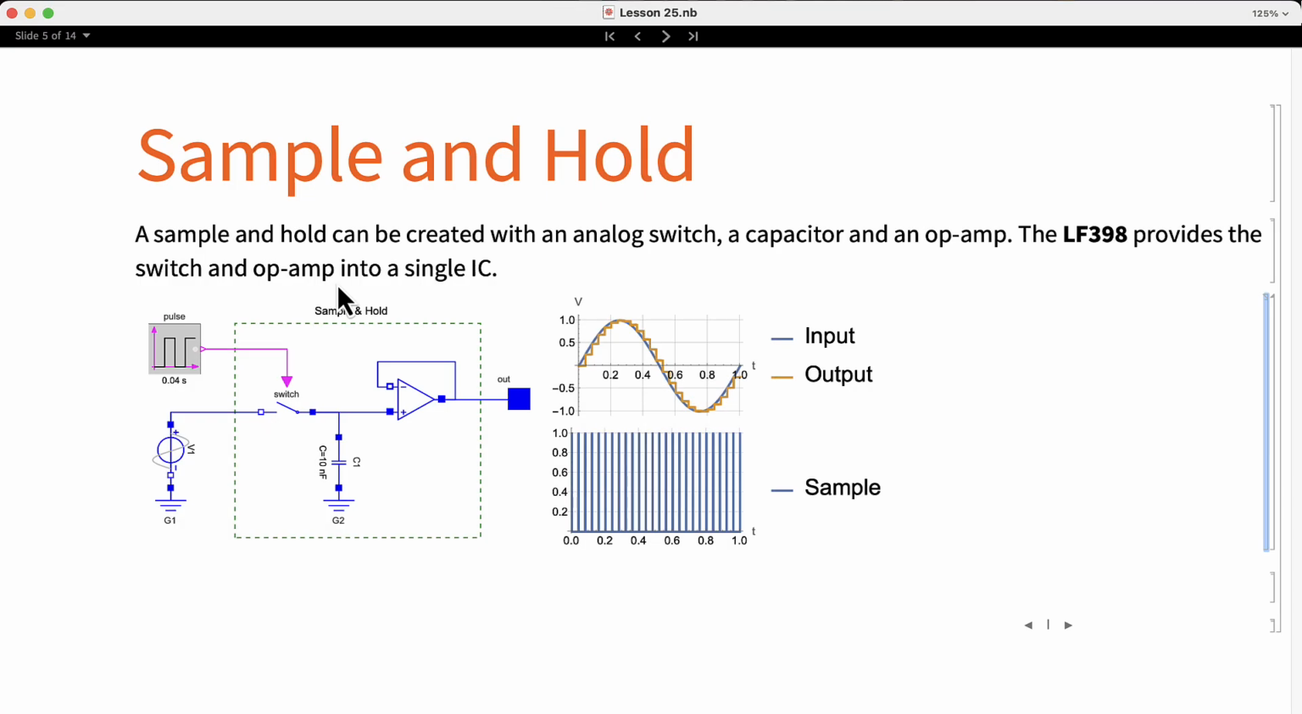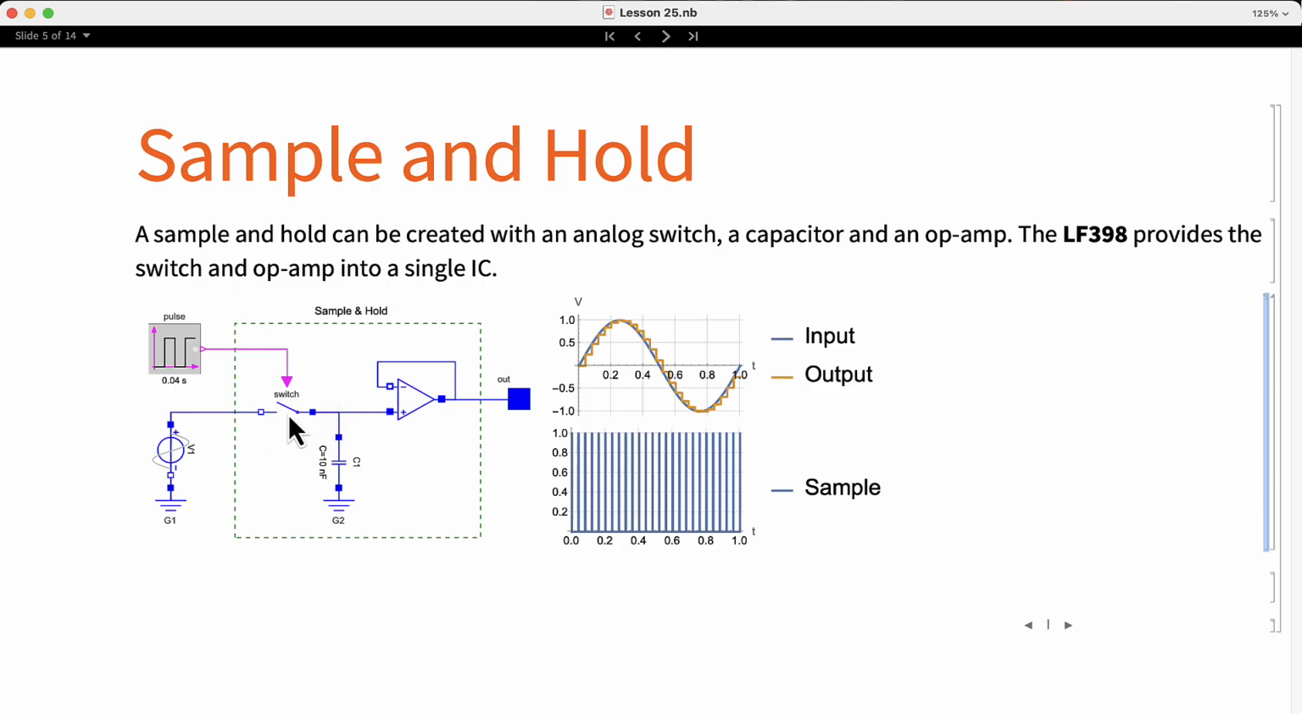The following component is called sample and hold. We can create this circuit using an analog switch, a capacitor, and an op-amp. The objective of the sample and hold is to take the value of an input signal and hold it for an indefinite amount of time. In the diagram, we can see how the components are connected. We have an input signal, which is the signal that we want to sample. Then we have a control signal. In this case, it's a small pulse. And every time the pulse is high, it closes an analog switch.